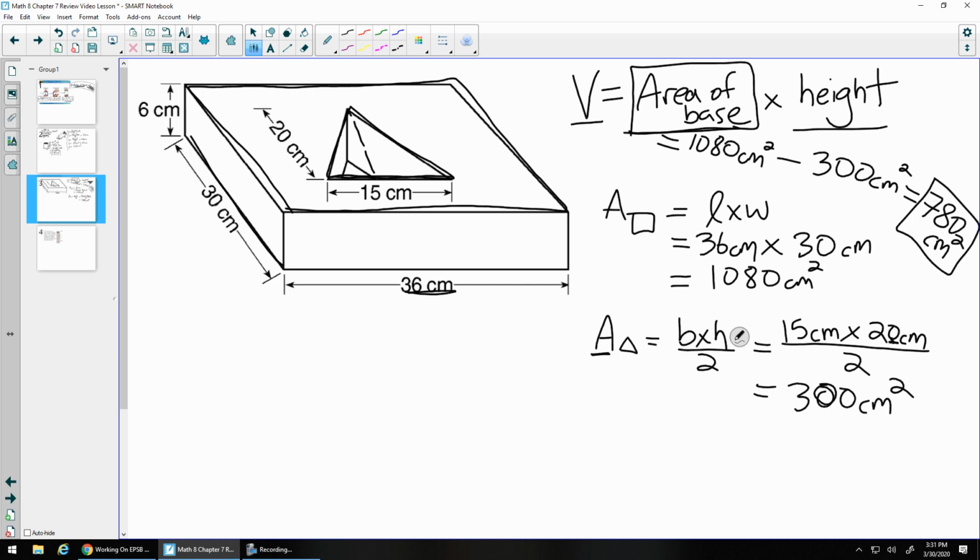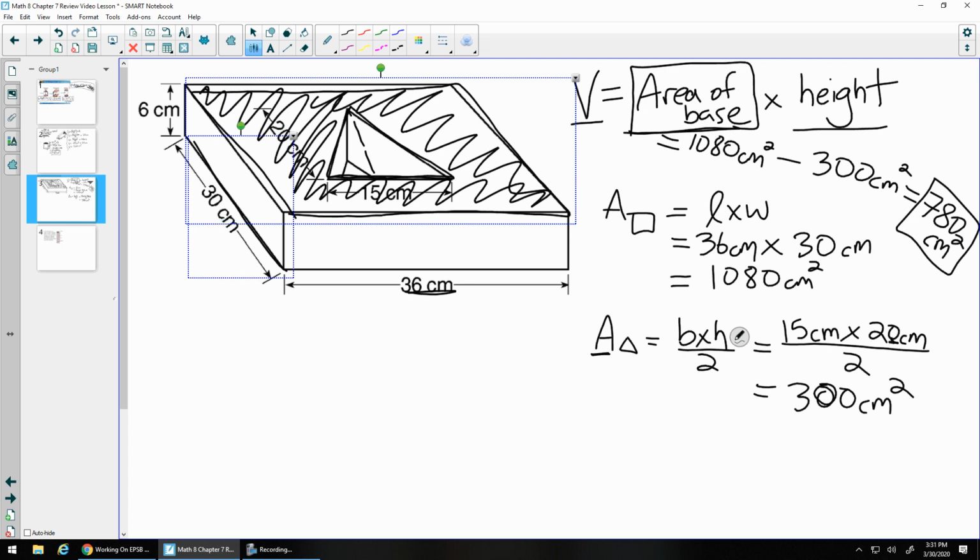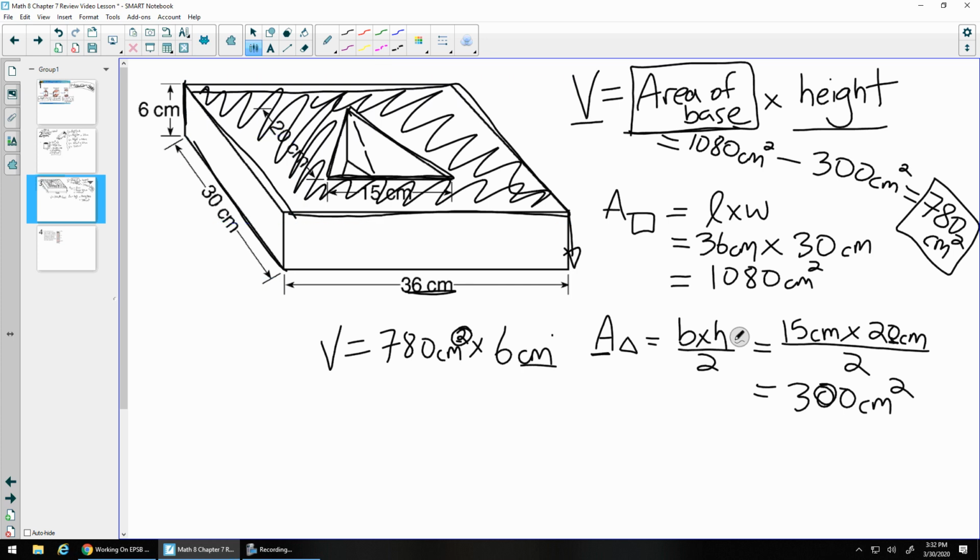So now we know that 780 centimeters squared is how much space this takes up without that triangle there. And since that's continuing all the way through the shape, we can just multiply. The volume is 780 centimeters squared times, where's our height? Over here, 6 centimeters. We have centimeters squared times a one-dimensional centimeter, so we're going to end up with 2 of them here and 1 of them here. We just don't show that little one, but there's an imaginary one there, and so it's centimeters cubed.